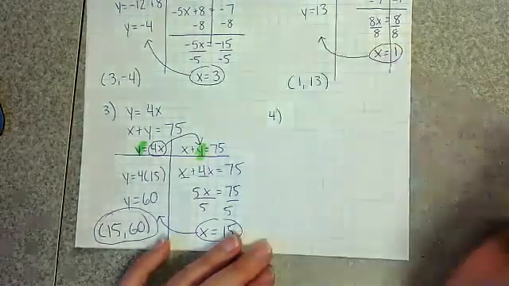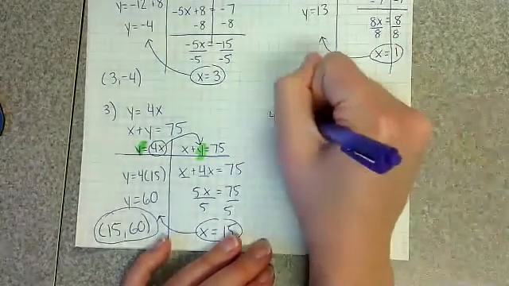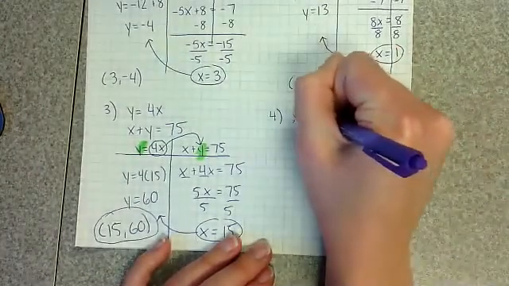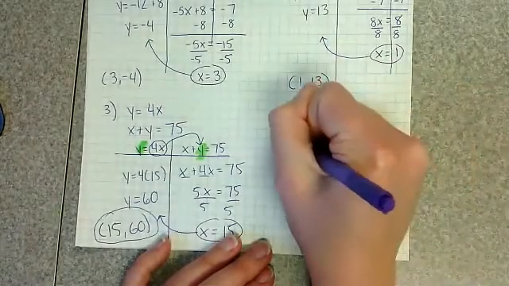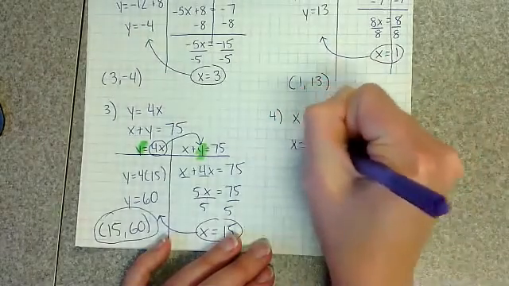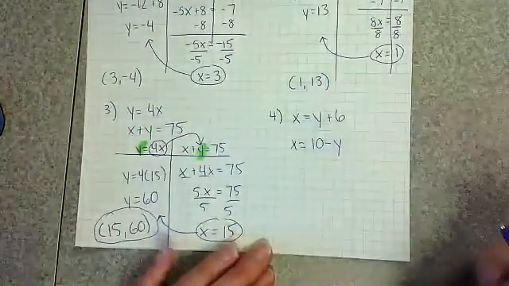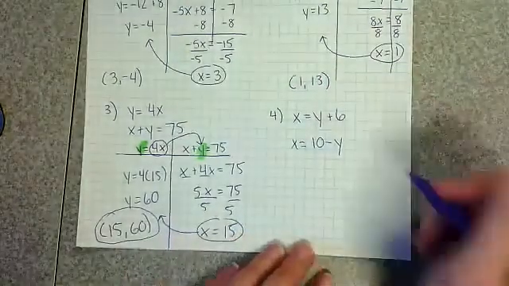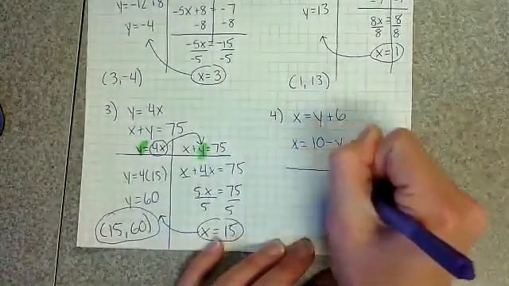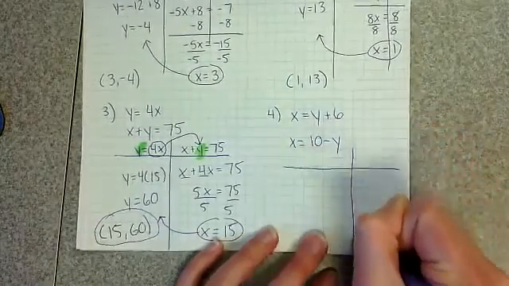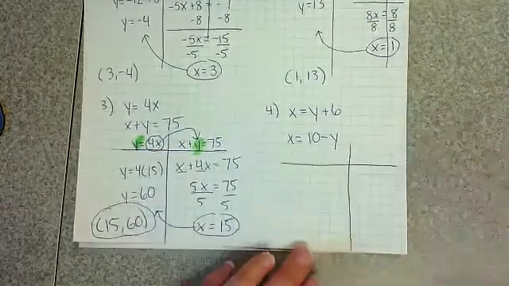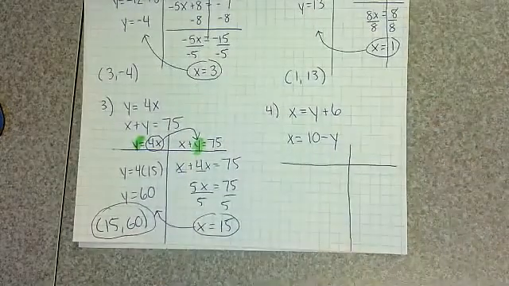So the last example is going to be x equals y plus 6 and x equals 10 minus y. So take 2-3 minutes, just see how far you can get, and then we'll come back. Now is also a good time, if you're not sure, to be asking questions.